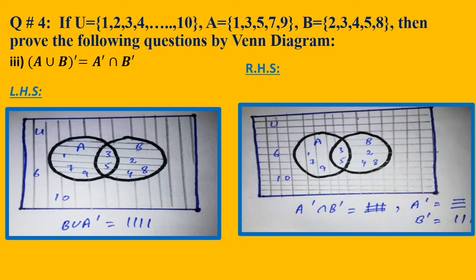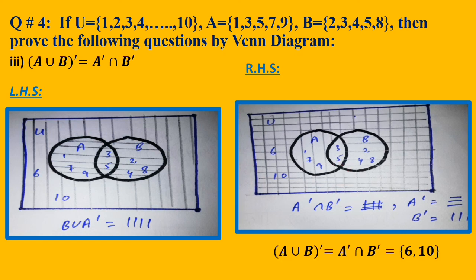Okay, in the right hand side we have to represent A complement intersection B complement. A complement is the area which is outside the set A, and it is represented with the help of vertical lines. The area which is the B complement is also represented with the help of vertical lines. So all the area common to A complement and B complement is the area where both lines are present. So this outside area of A and B is the intersection. So A union B whole complement and A complement intersection B complement are both the same. The elements written here are 6 and 10.